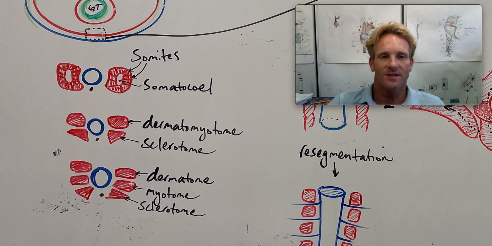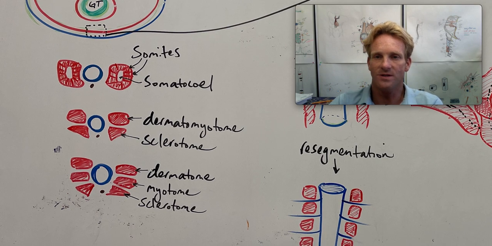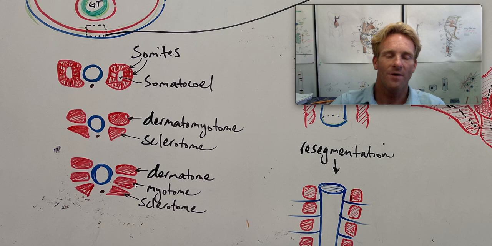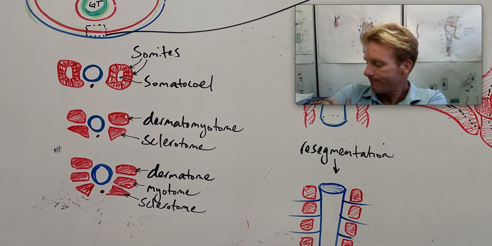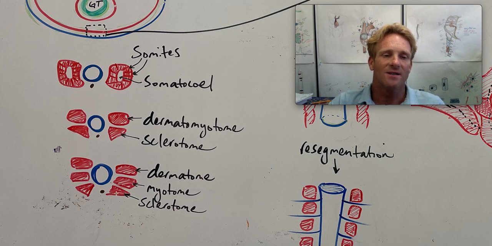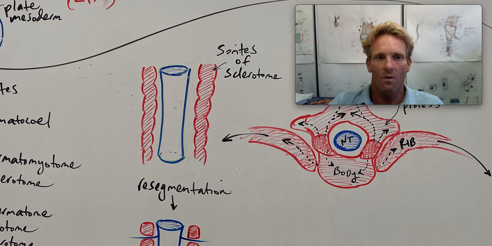If we follow this development, the dermatomyotome is then going to further split into 2 other groups. So now we have the dermatome that forms the dermis, the myotome that forms the muscles of that region, and the sclerotome, which will form the bone. Okay, so now let's go over here.